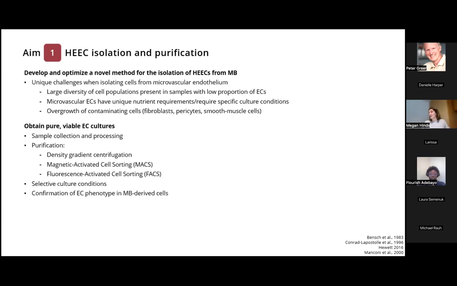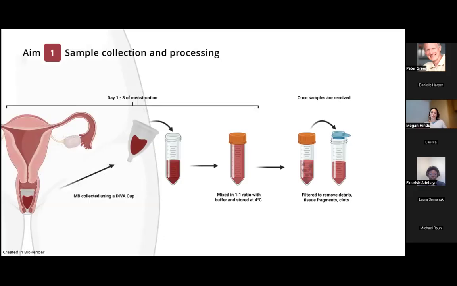So in the pursuit of obtaining a pure, viable endothelial cell culture from menstrual blood, I've done a lot of optimization in how menstrual blood samples are collected and initially processed, how menstrual blood cells are then purified and cultured, and I've been exploring how best to characterize this novel cell model and confirm endothelial cell phenotype. So first, let's go over the process of sample collection and that initial processing.